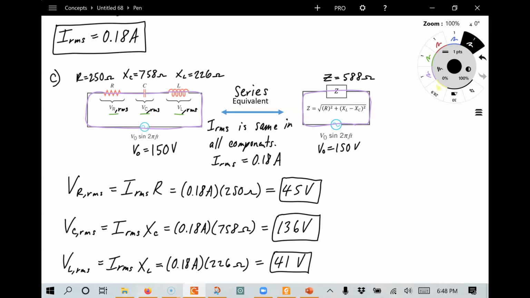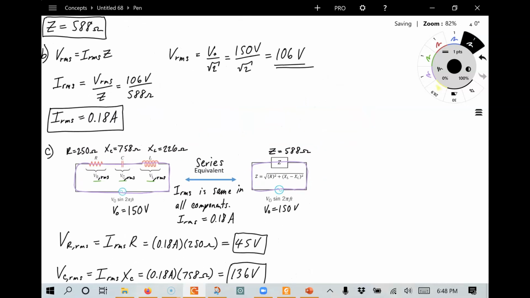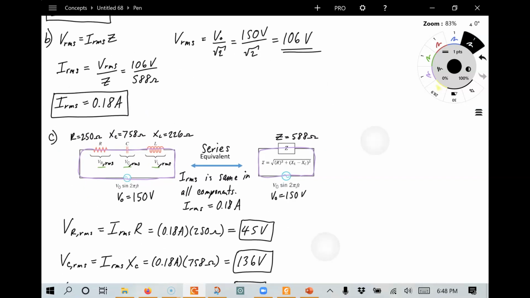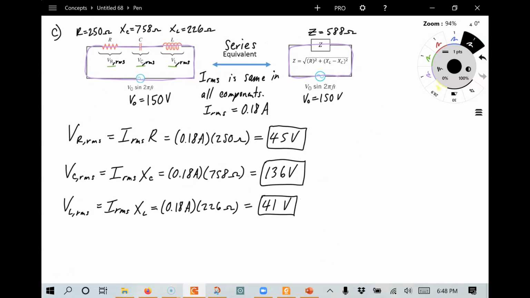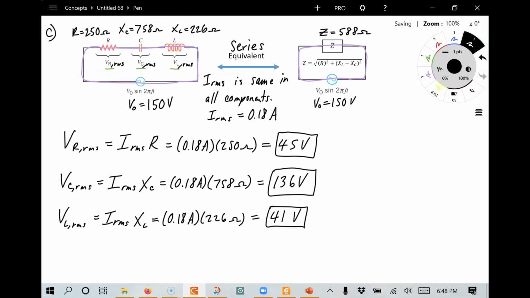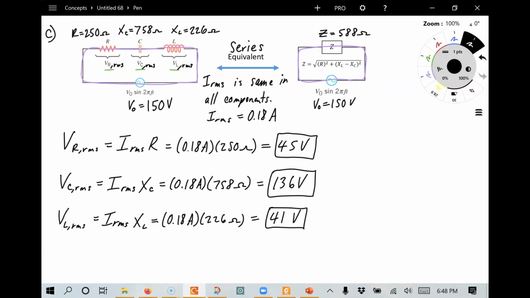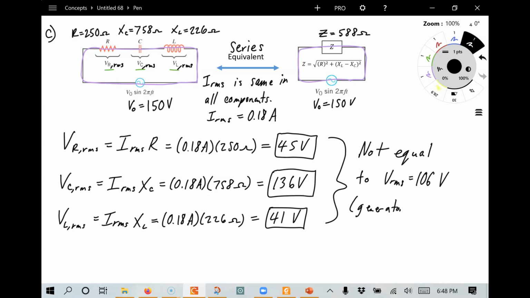Now, I want to show you something interesting. We looked at the RMS voltage before. It was 106 volts, right? Let's go ahead and see, are we able to relate that? Remember, Kirchhoff's rule for loops would say that if we add these all up, is it going to be equal to 106 volts? No, it's not equal. That's the RMS voltage across the generator.